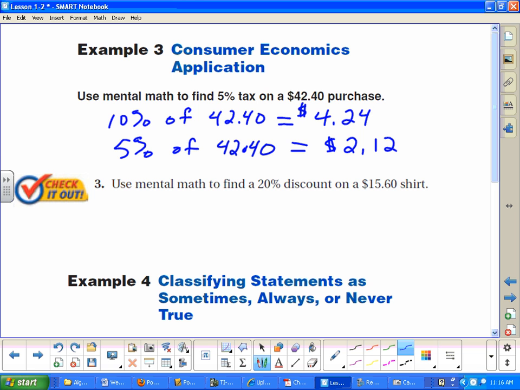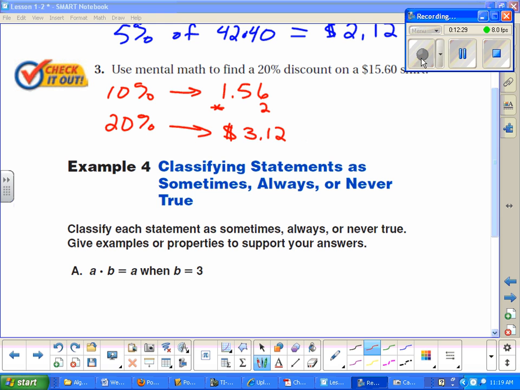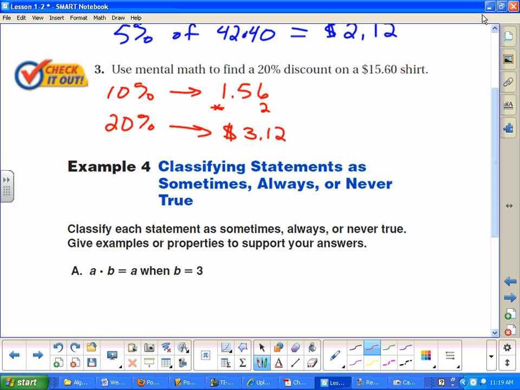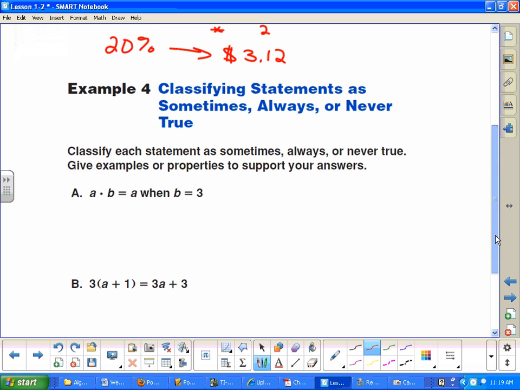All right, so use your head and not your calculator to figure out 20% of a $15.60 shirt.